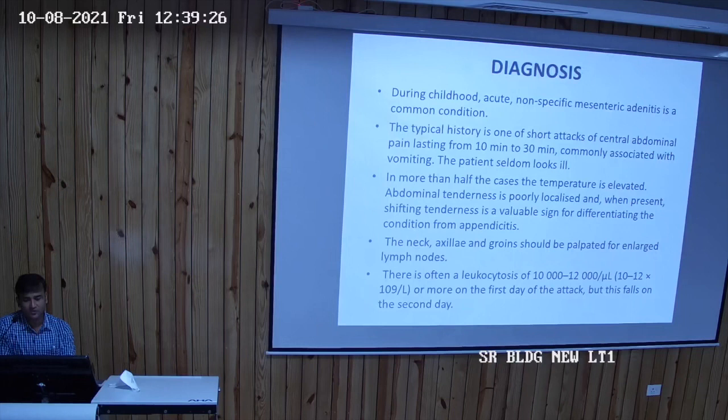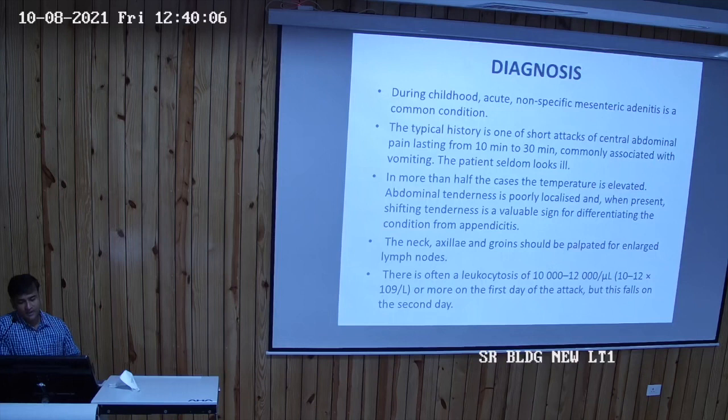The typical history is a short attack of central abdominal pain lasting 10 to 30 minutes, commonly associated with vomiting. In more than half of cases, the temperature is elevated. Abdominal tenderness is poorly localized, and shifting tenderness is a valuable sign for differentiating the condition from appendicitis. As we all know, in appendicitis the pain usually starts around and just above the umbilicus and then shifts to the right iliac fossa. In these cases, you will not see such shifting.